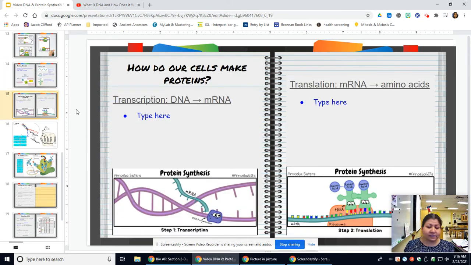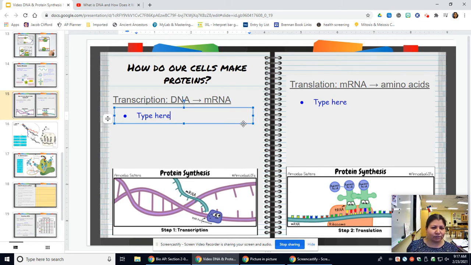So how do our cells actually make these proteins? We have two processes for this. We have transcription, because we need to copy that DNA into the mRNA, and then we have translation, where that mRNA is giving the message for those amino acids. Transcription comes first before translation because transcription has a letter C and C comes before L. That's usually how I remember it.